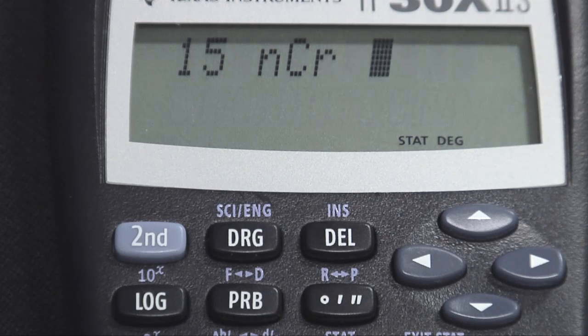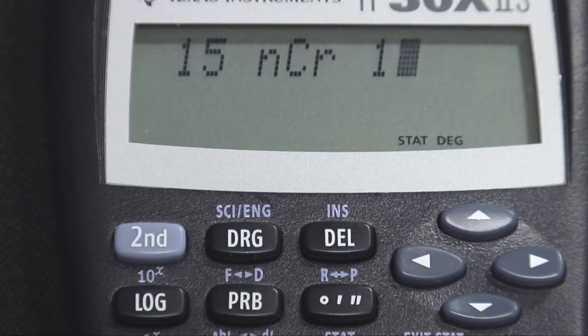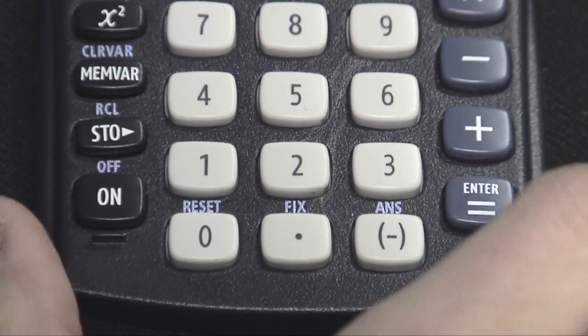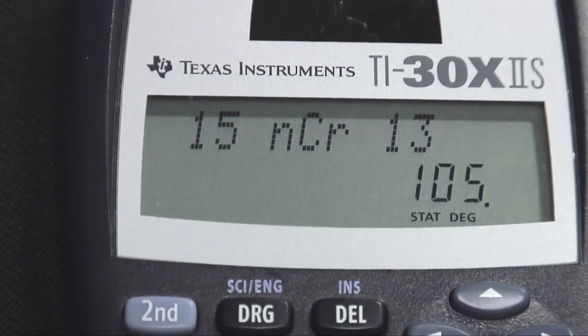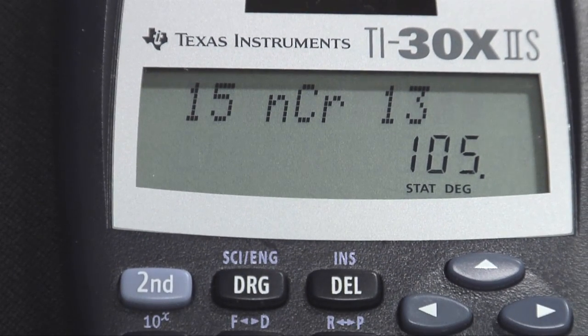So if we're going to choose some subset of 15 items, in this case 13, I enter the 13, and to get the final value I need to hit enter, and I get 105. There are 105 ways to choose 13 items from a set of 15 total items. Now the problem is that's not the answer to my question. I want to do a binomial probability, and that's the first of 3 parts of the formula.